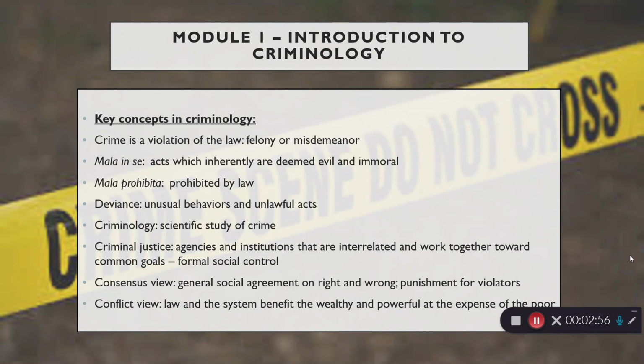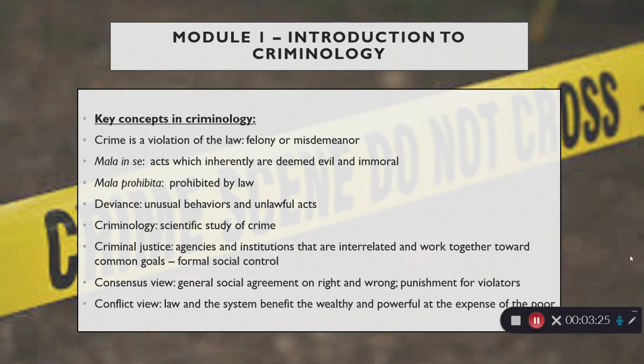The first one being what they call mala in se, which are acts that are inherently deemed wrong, evil, immoral, things of that nature, such as homicide, murder, rape, robbery. Now, what's interesting is that if you look at it throughout history, maybe the mala in se has changed. Maybe at one time, in some societies, some acts have been viewed as being acceptable. If you look back into history, you can find that.